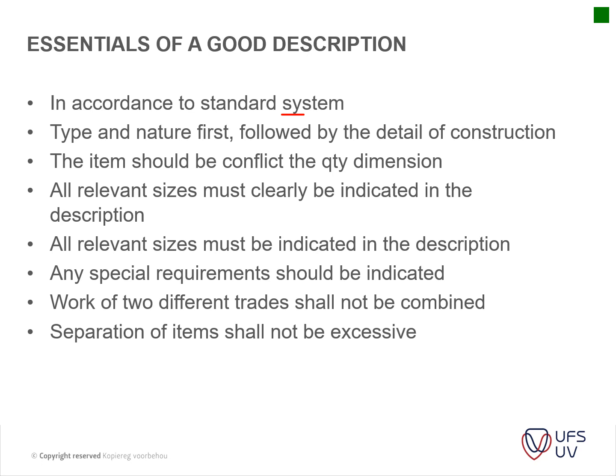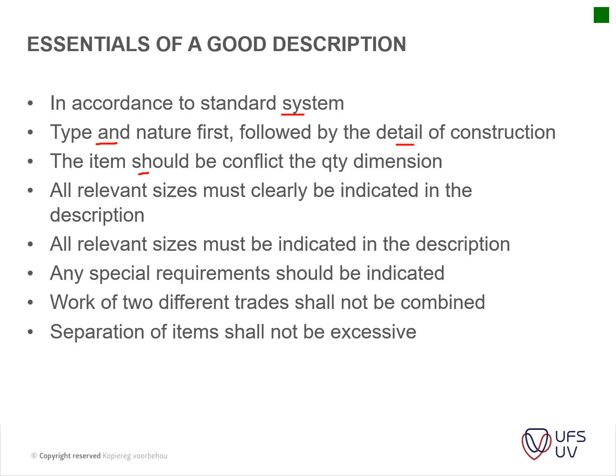Type and nature first. Okay, so you describe the type and nature first. You firstly say, okay, we're going to look at a door, and then you describe, okay, it's going to be a hollow core or solid door or whatever, followed by the detail of the construction. And then you might add something like, usually, 2 meter by 830 millimeter door, hollow core, fitted with 3 hinges to your aluminium sash, for instance.